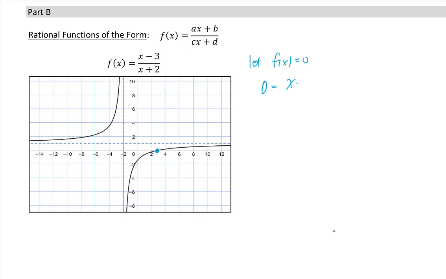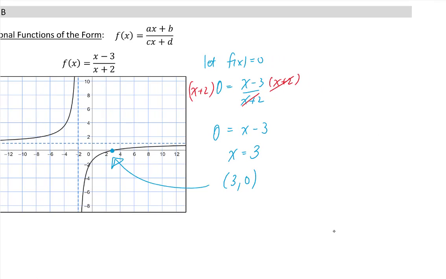We get 0 equals x minus 3 over x plus 2. First of all, I'm going to multiply both sides by x plus 2 to get the x plus 2 out of the denominator. And I end up with 0 equals x minus 3. And if I solve for this equation, I get x equals 3. So there is my x-intercept, or my 0.